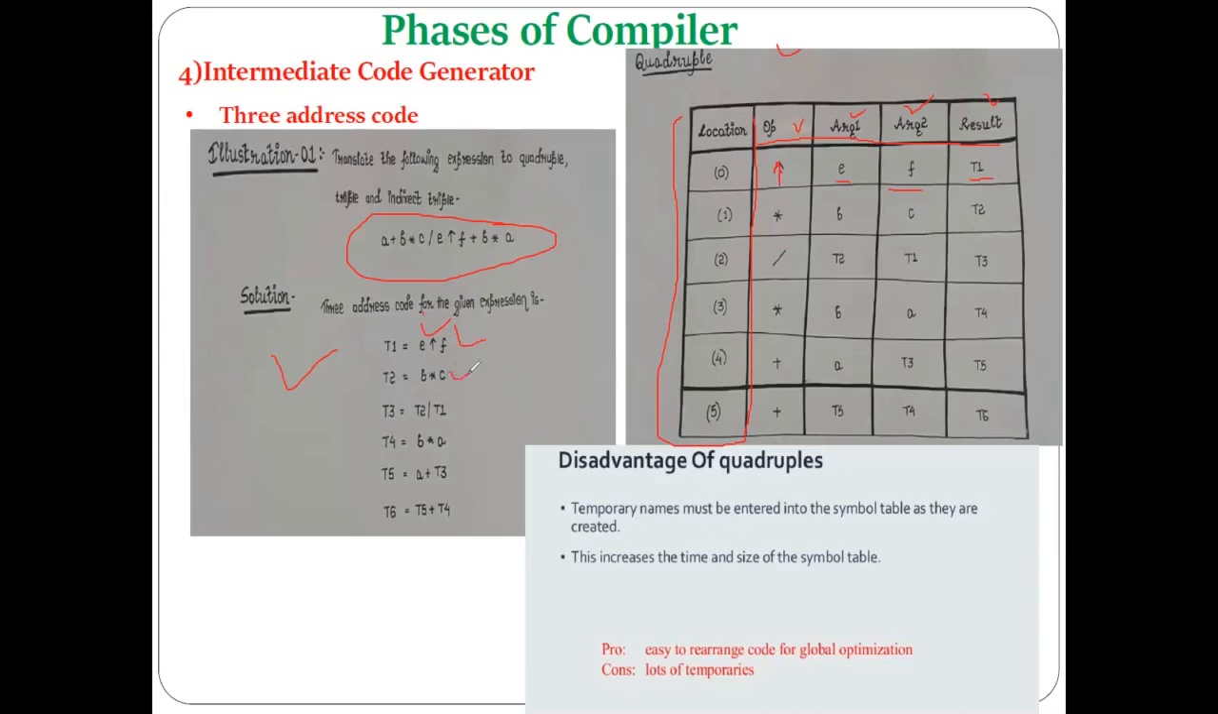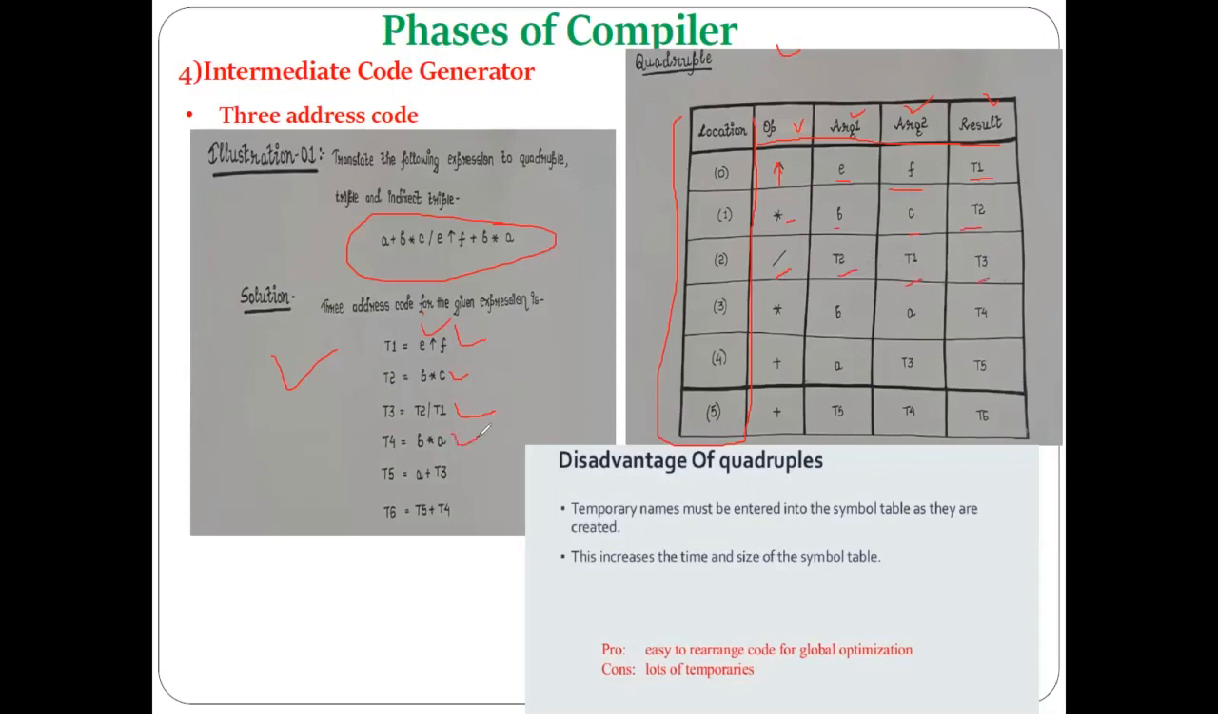For the second expression, multiplication is the operator. B is the first operand, C is the second operand, and the result goes in T2. Then for the third statement, division is the operator. T2 is the first operand, T1 is the second operand, and the result goes in T3.